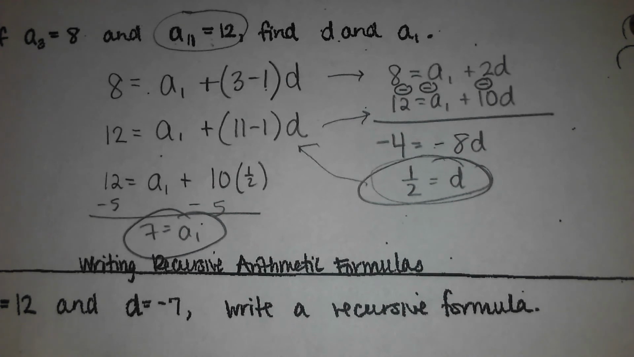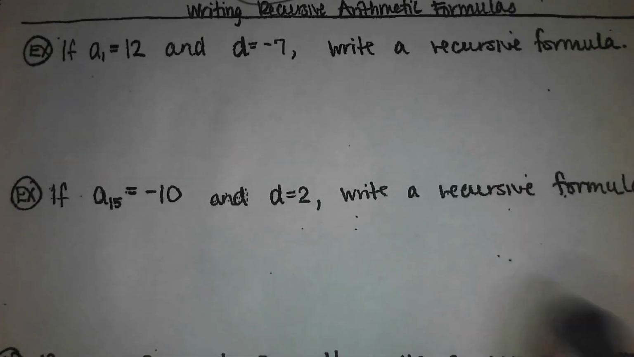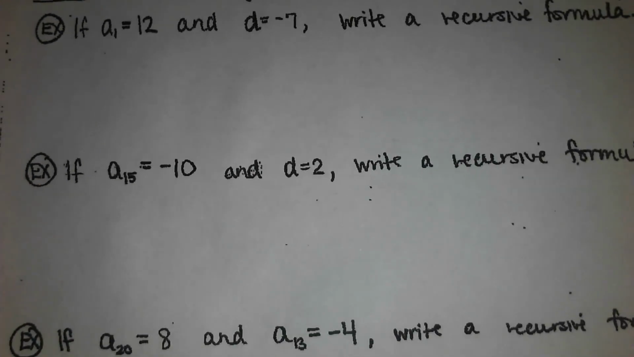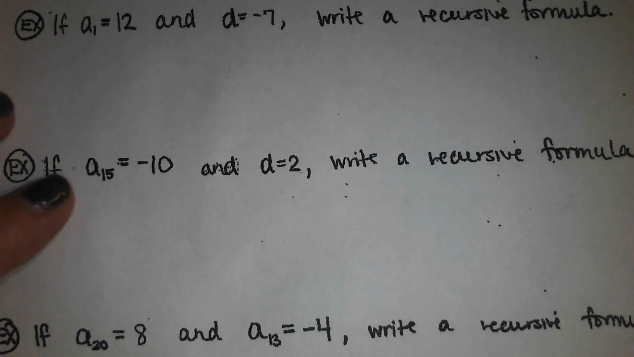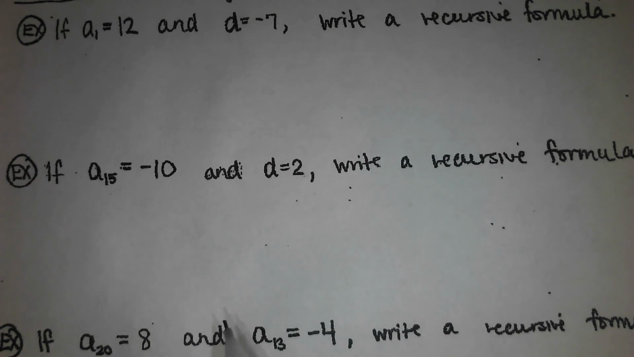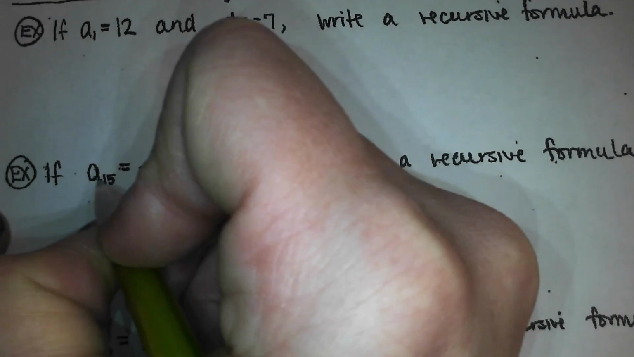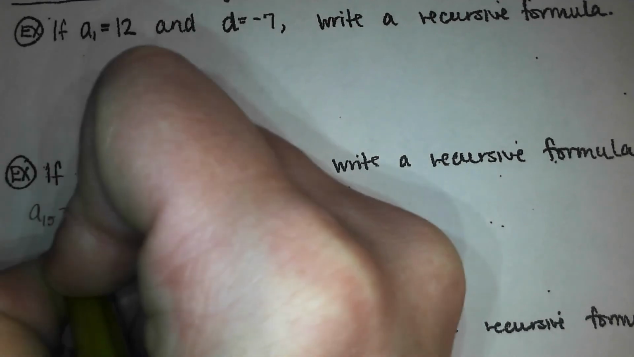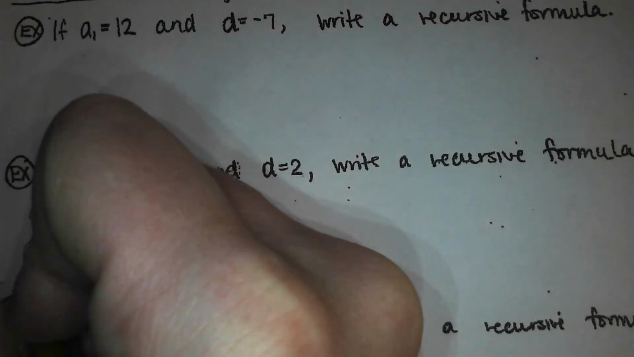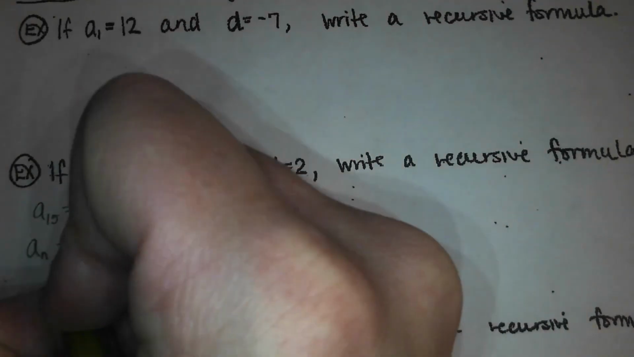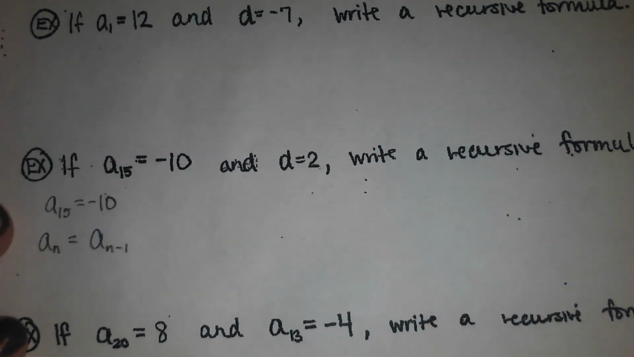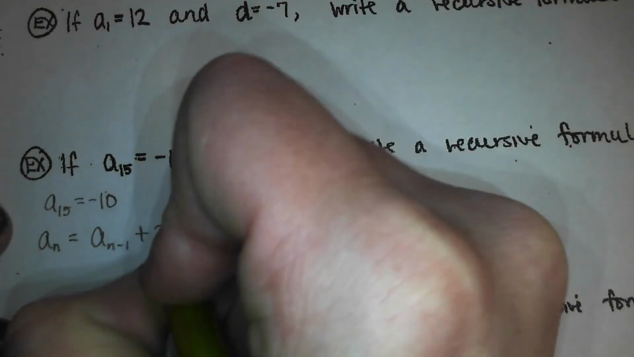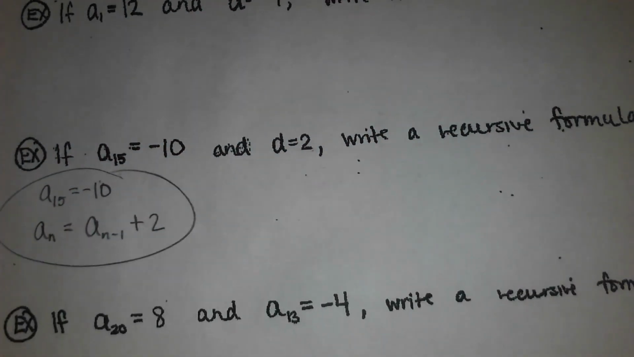A recursive formula. We have 3 options. Let's just start with the second one. We know that d is 2, and we know that the 15th term is negative 10. Truthfully, you could make your recursive formula, give the 15th term, and then to get any nth term, you're going to take the term before and do what to it? Not multiply, add 2. Because this is just take the term before and add 2.